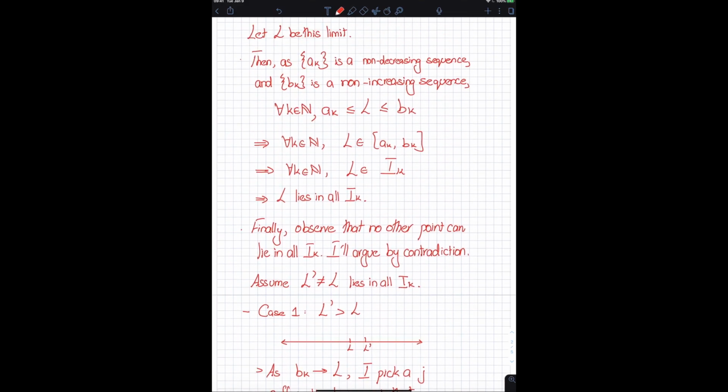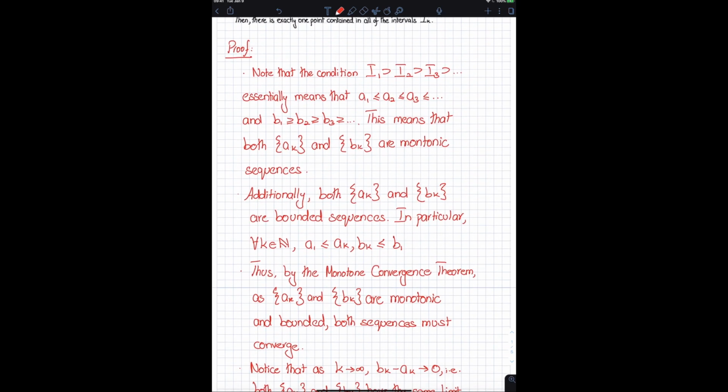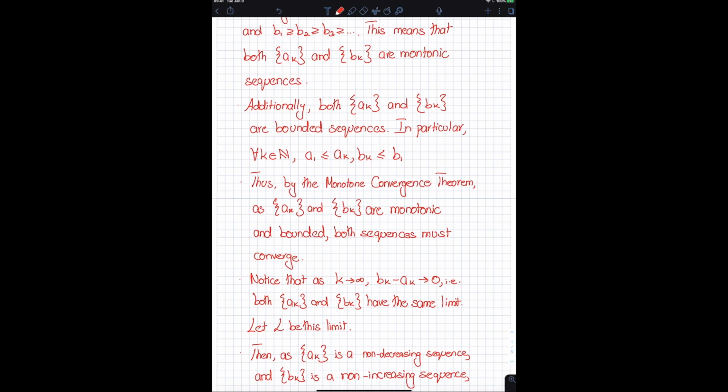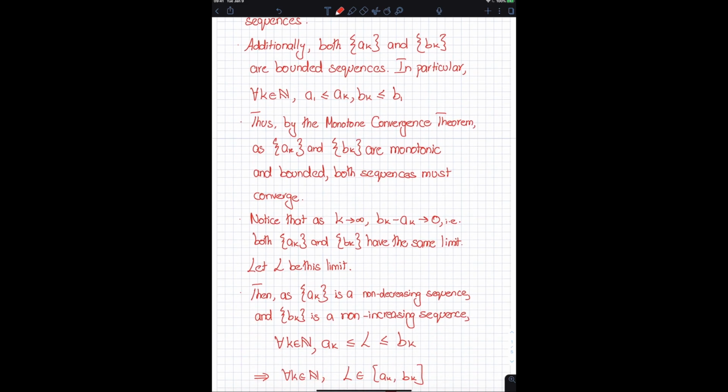And the way we prove this is we have to use the monotone convergence theorem to show that both the sequences a sub k and b sub k, where a sub k is the sequence of lower bounds of the intervals and b sub k is the sequence of upper bounds of the intervals, were monotonic and bounded, and thus by the monotone convergence theorem, both of them converged. Then we use the assumption that the length of these intervals tends to zero as k approaches infinity to prove that both these sequences a sub k and b sub k must have the same limit.